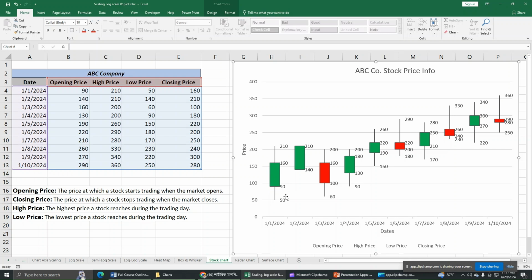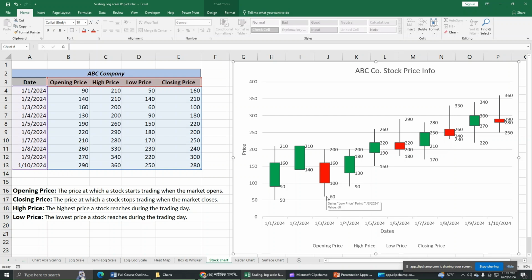In this candle, 90 is the opening, because this is a green candle, so opening price will be lower. This is the opening price, 160 is the closing price. This is the highest price in that day, and this is the lowest price. In this candle, because this is a red candle, this is the opening price, this is the closing price, and in this day the price reached the maximum of 200, that is, this is the high price, and 60 is the low price.